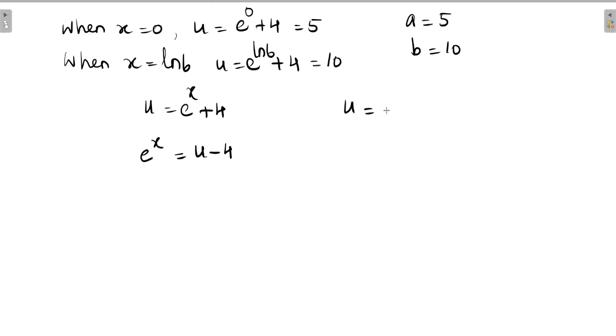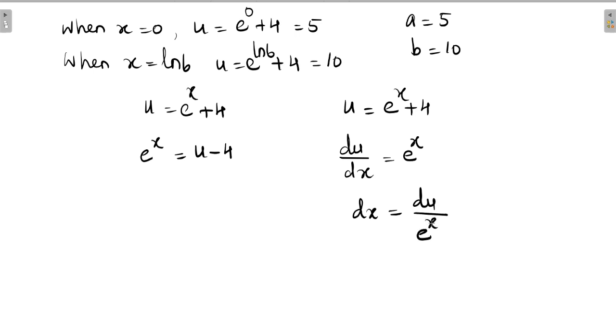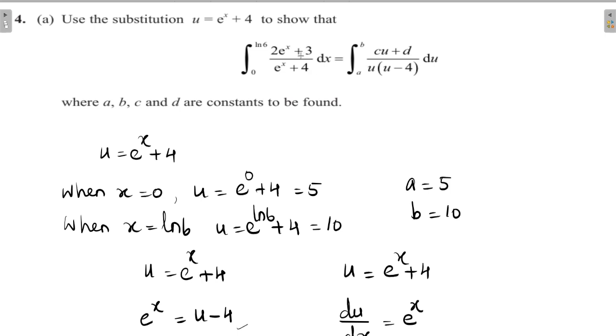So u equal to e power x plus 4. Differentiation of u with respect to x equal to e power x. Let's find out dx. So dx is equal to du by e power x. Again e power x we can replace as u minus 4. So dx is equal to du by u minus 4. Now we found the value of dx. We have e power x.